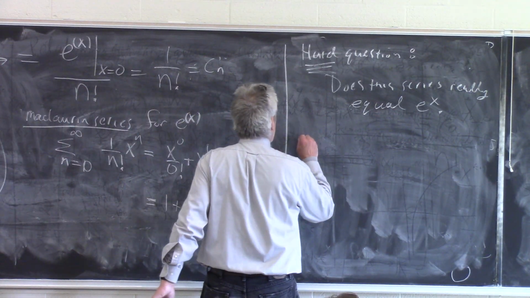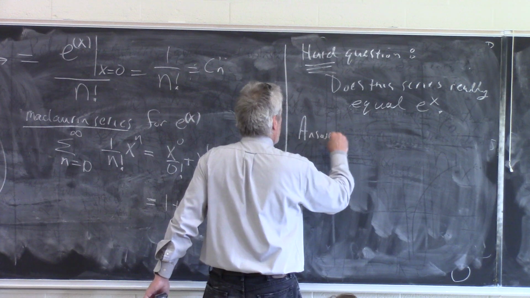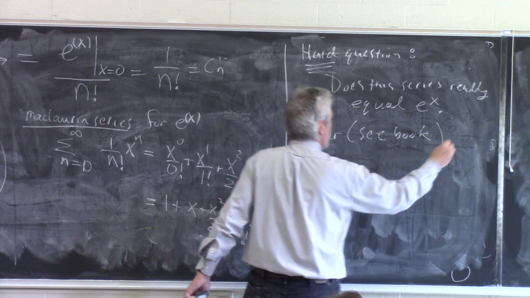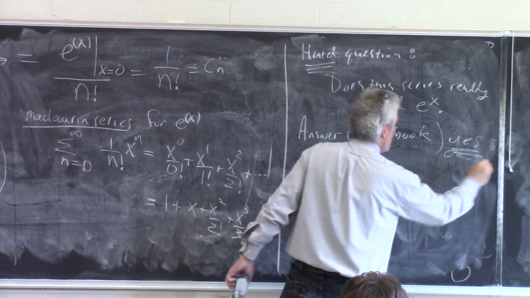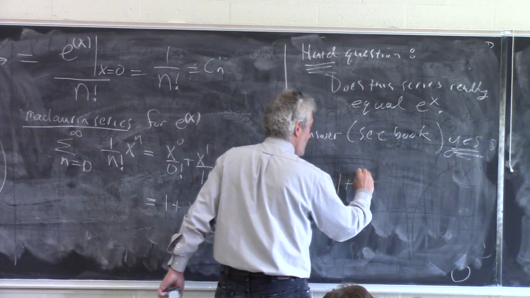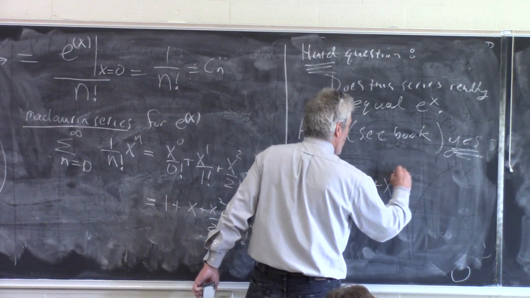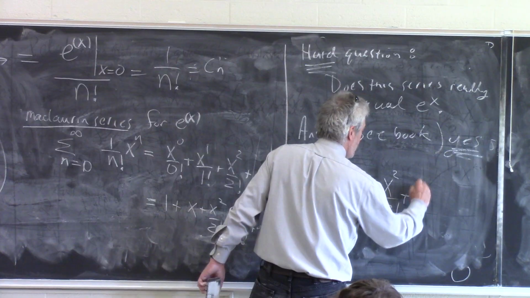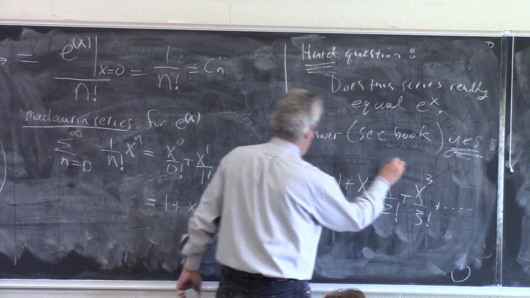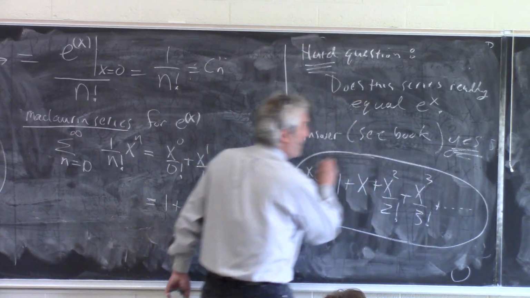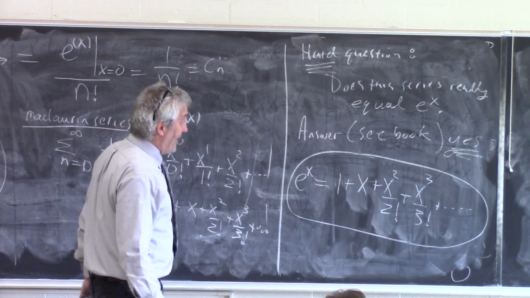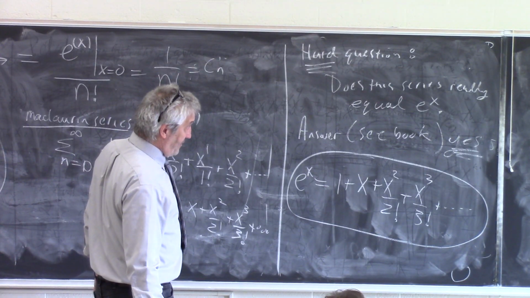So the answer is yes. So we can write that e to the x is equal to its power series, 1 plus x plus x squared over 2 factorial plus x cubed over 3 factorial and so forth. So that's our first Maclaurin series. Remember, a Maclaurin series is just a Taylor series where a is the number 0.